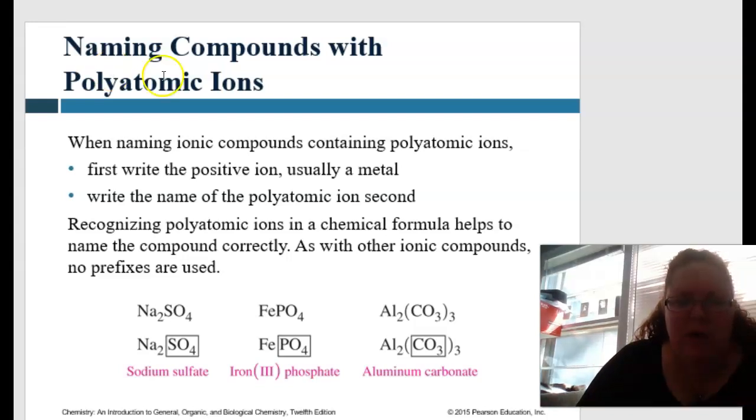Now, naming compounds with polyatomic ions. When naming an ionic compound that contains polyatomic ions, first we write the positive ion, which is usually a metal, and then we name the polyatomic ion second. Recognizing the polyatomic ions in a chemical formula helps to name the compound correctly. As with other ionic compounds, no prefixes are used.